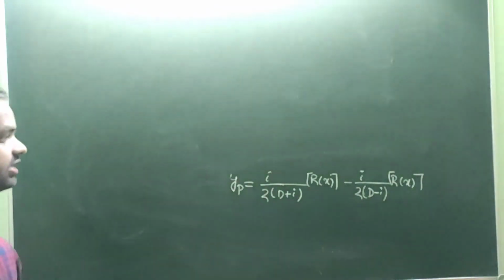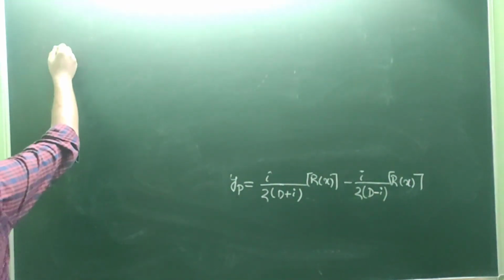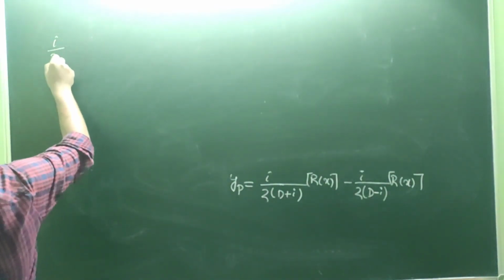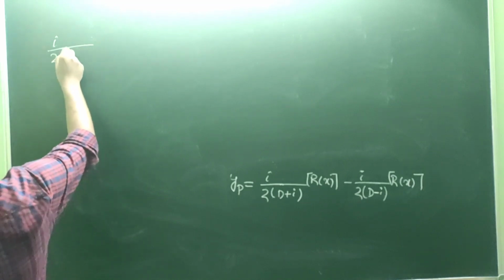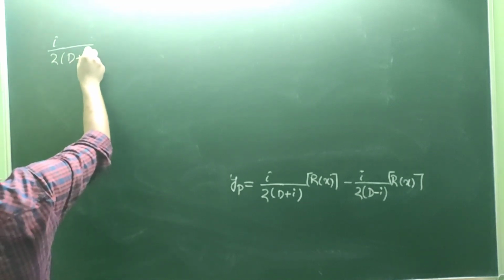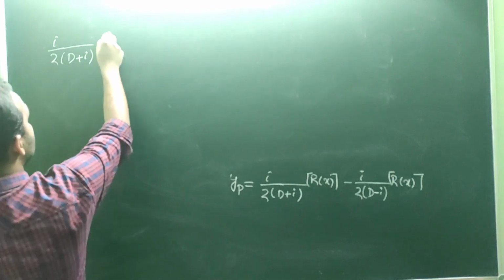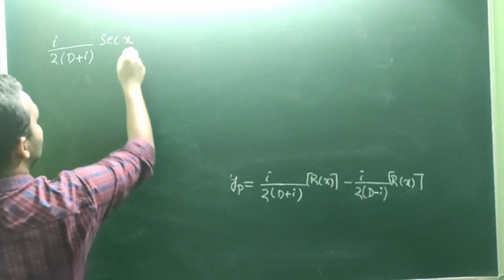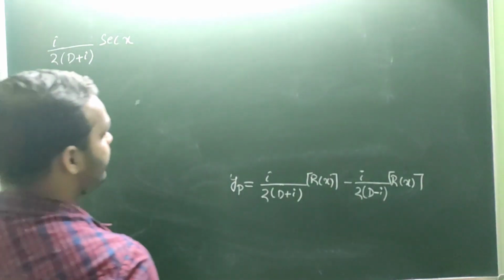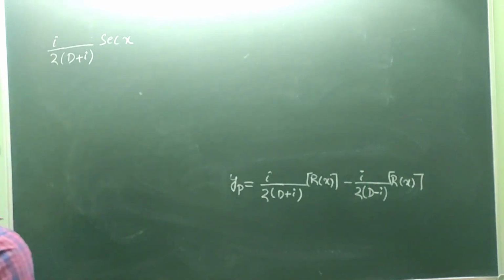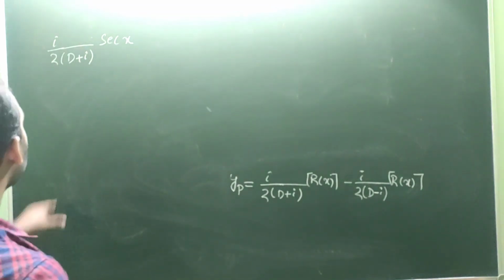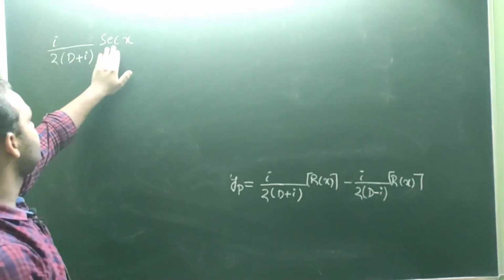Okay, so let's take the first term here. The first term is i/2 times 1/(D + i) operating on sec x. Here r(x) is sec x. So you have to operate this 1/(D + i) on this one.